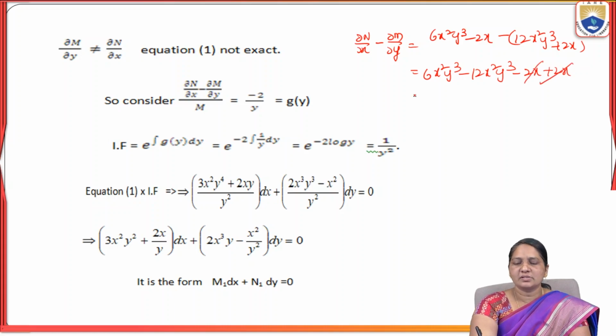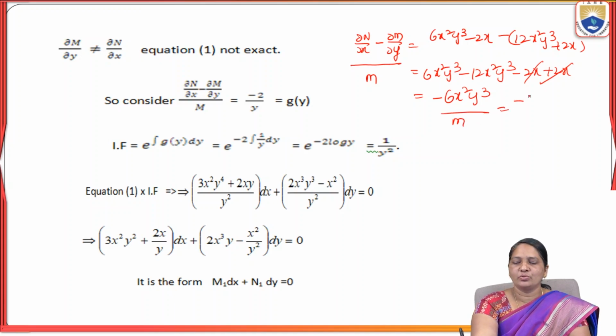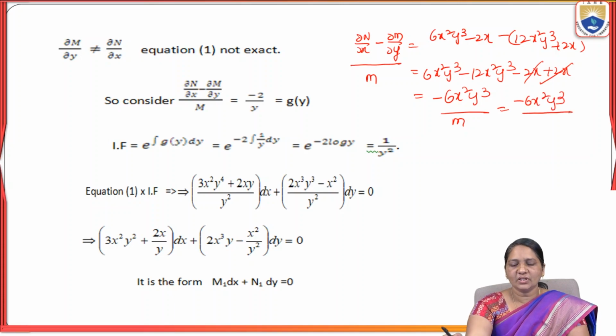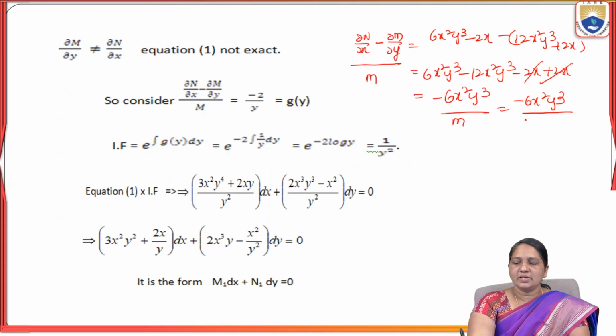This 2 will be cancelled. Finally, we are getting minus 6x square y cube, divided by the m value. What is the m value? The m value is 3x square y power 4 plus 2xy.